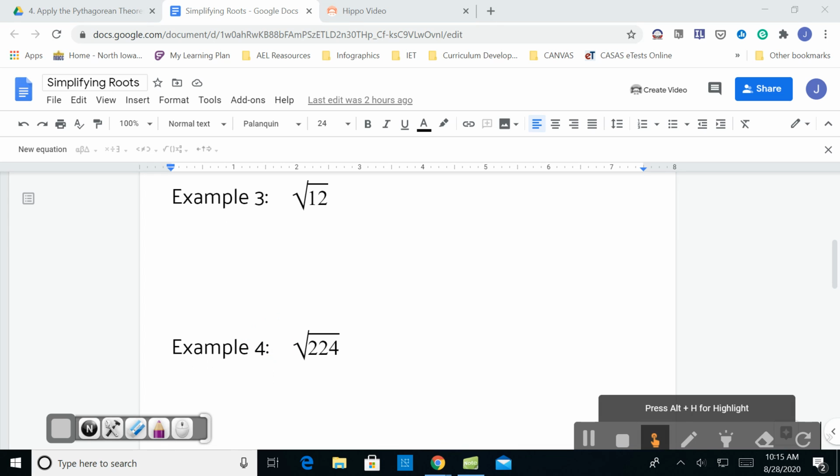For the square root of 12, this is 3 and 4. We just saw that 4 was a perfect square. This is 2 square root of 3.